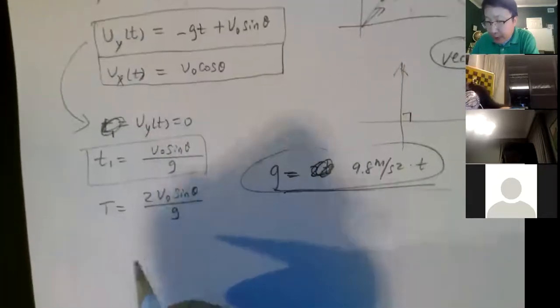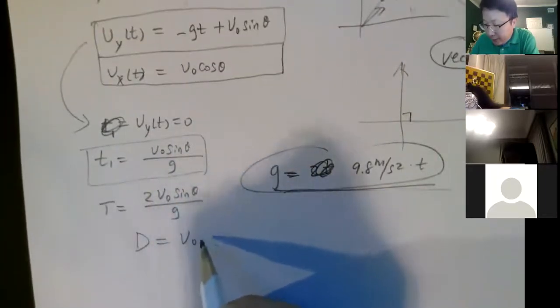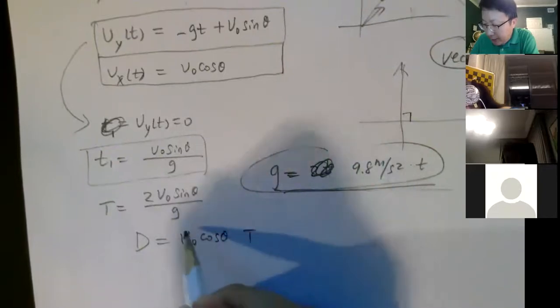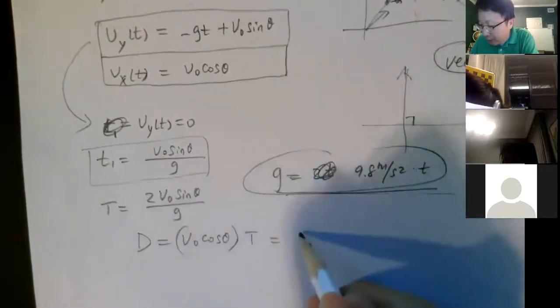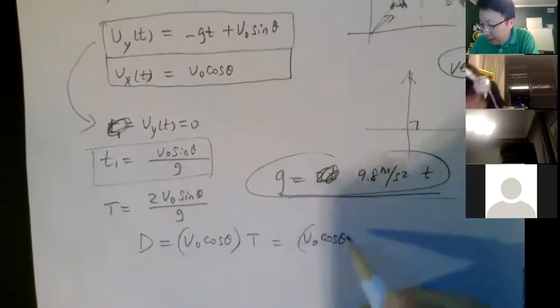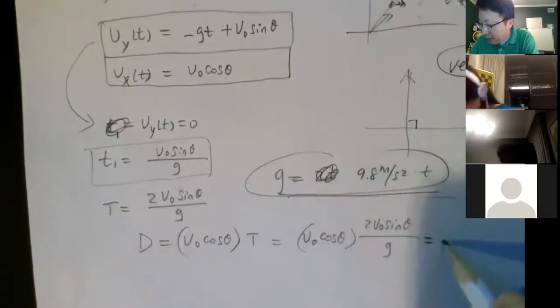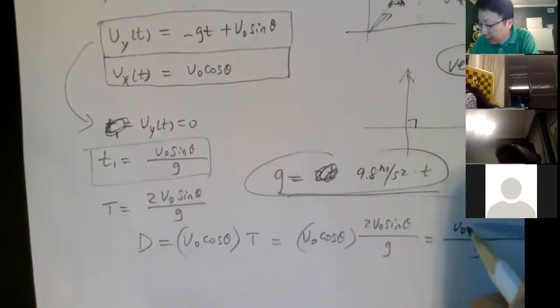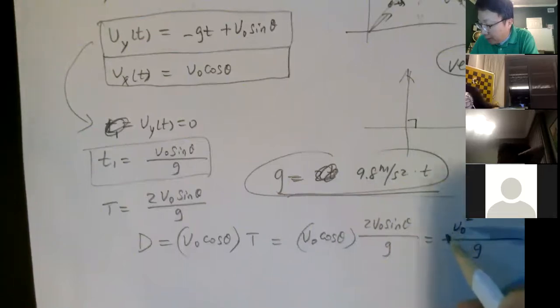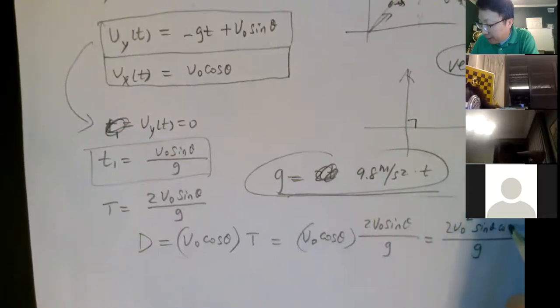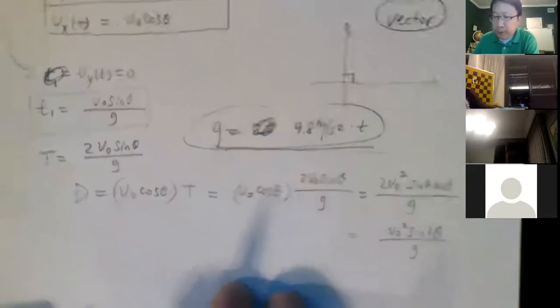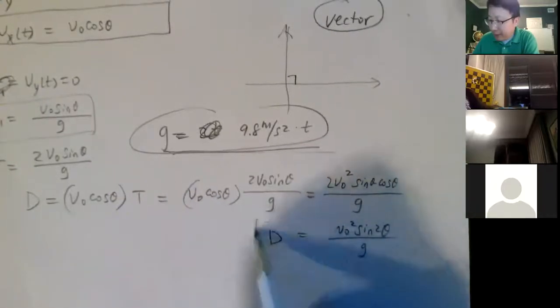In that case, we get D. D, we said, is V0 cosine theta times T, which means V0 cosine theta times 2 V0 sine theta divided by G, equals V0 squared over G times 2 sine theta cosine theta, which, if you know the trick, is sine 2 theta. That is the D.